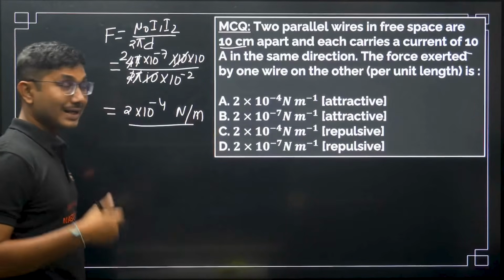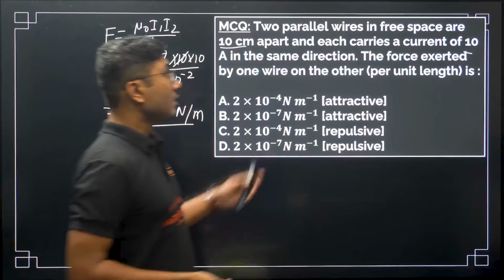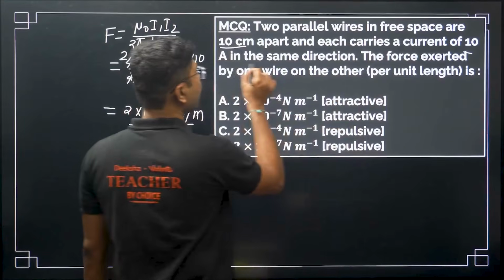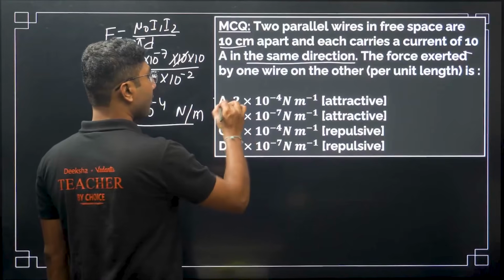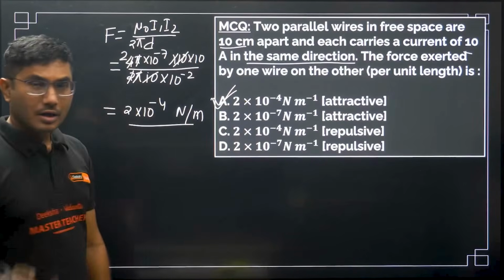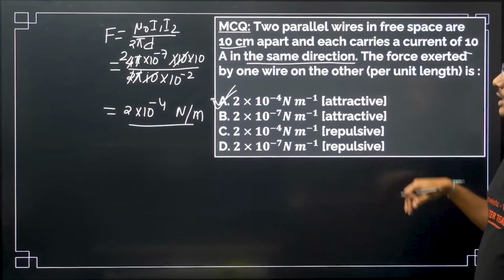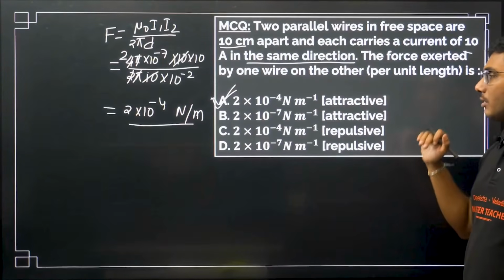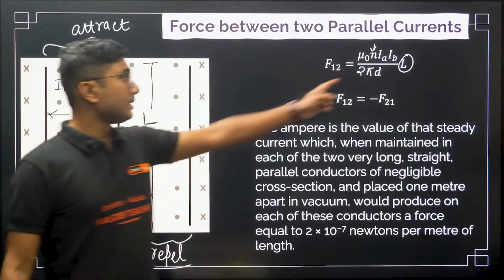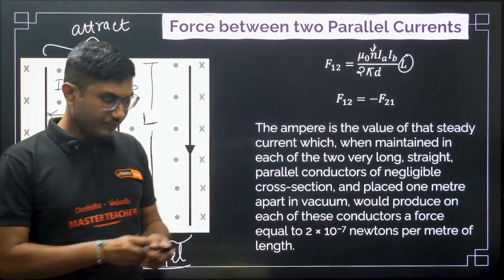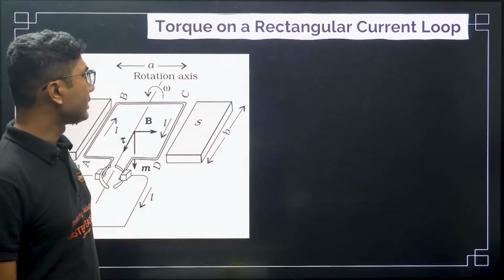Now what is the direction, attractive or repulsive? Current of 10 ampere in the same direction, so same direction means it must be attractive. So 2 into 10 to the power of minus 4 N/m, attractive. If they are carrying current in the opposite direction, then it will be 2 into 10 to the power of minus 4, repulsive. Those who are saying, sir, there is an error in the formula, I have corrected it. Sorry for my mistake. Now let's continue with our discussion.